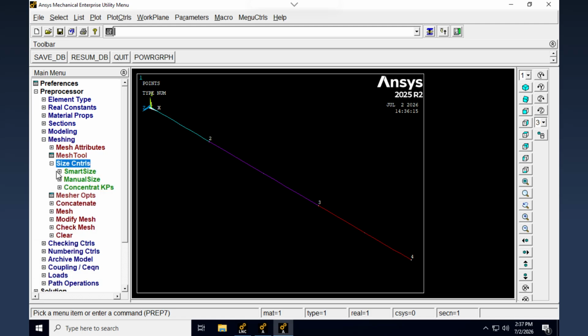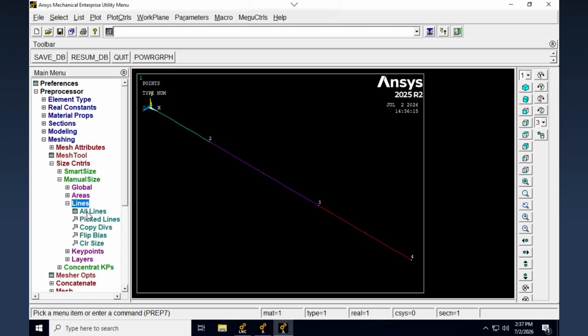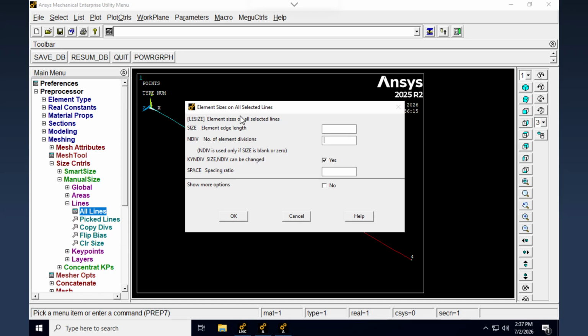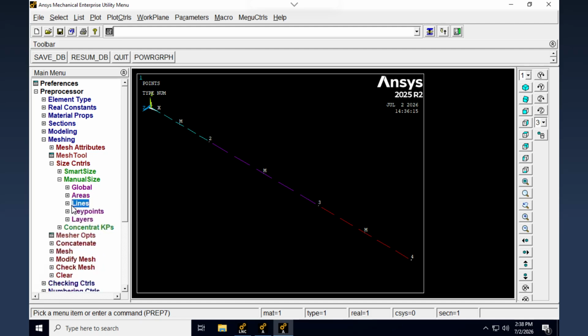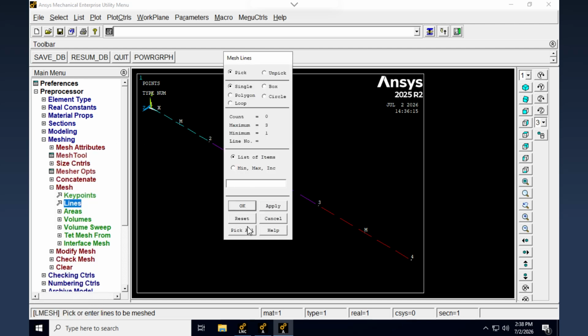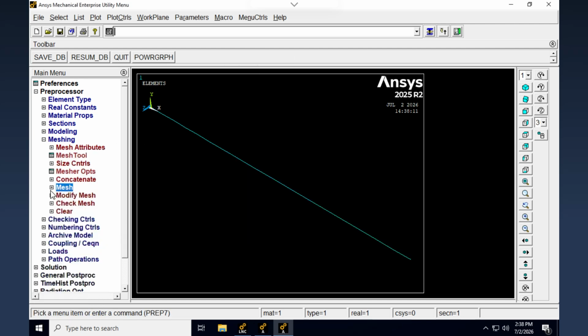So size control, here, manual size. I'm going to go all lines. You see in this window, I'm going to say number of element divisions. I'm going to say all lines have, let's say, 5 elements on them. Right, so then the size is decided, and then we mesh it now. Lines, all lines, they are meshed.